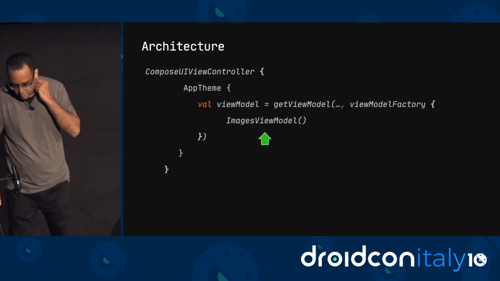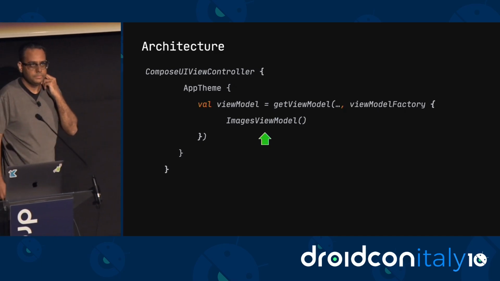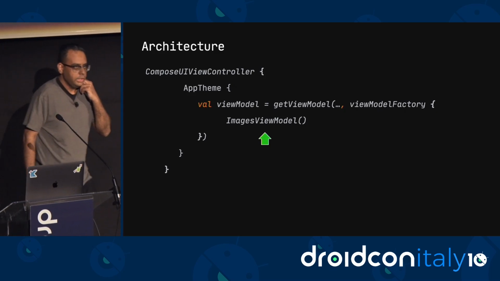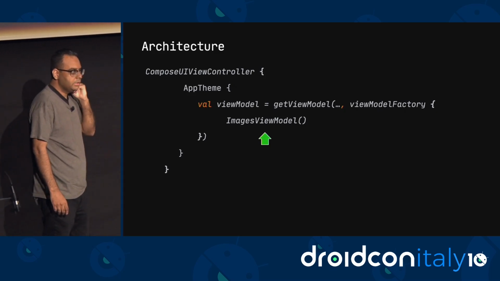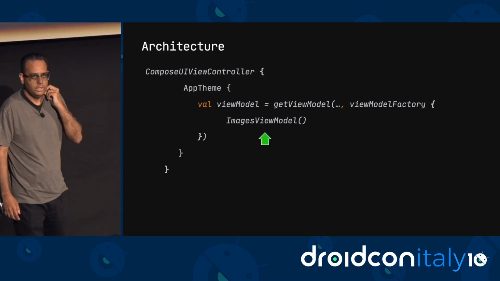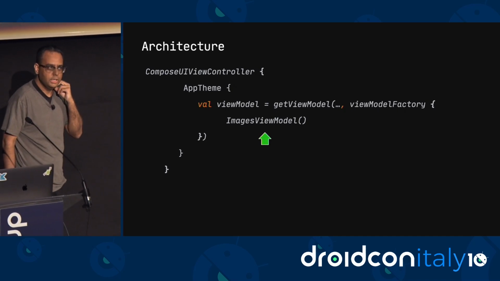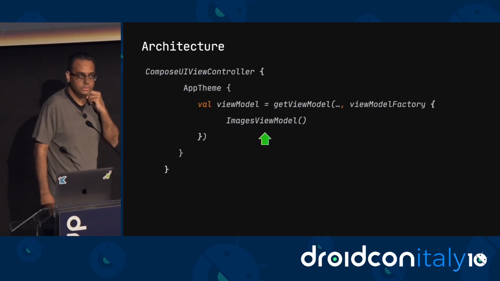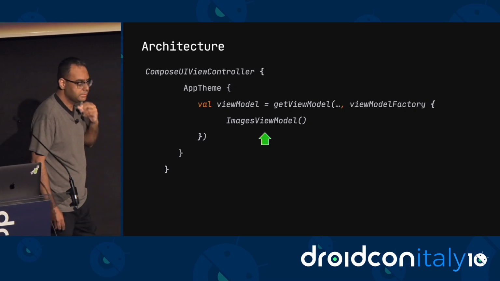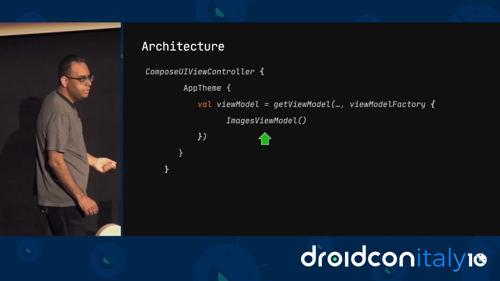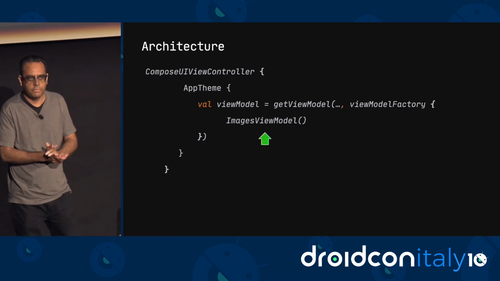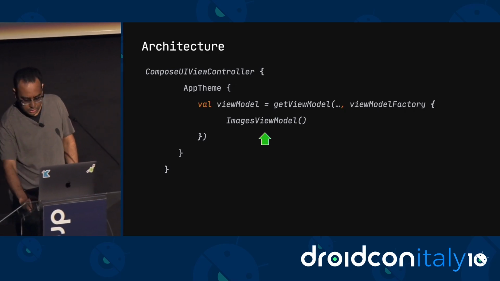But in Dagger, how many people use Dagger? Great. Dagger does not have KMM support. You could use Koin, which is more of a service locator pattern. How many people use Koin? Well, very nice. You could use Koin or you could do manual DI. Whichever floats your boat.